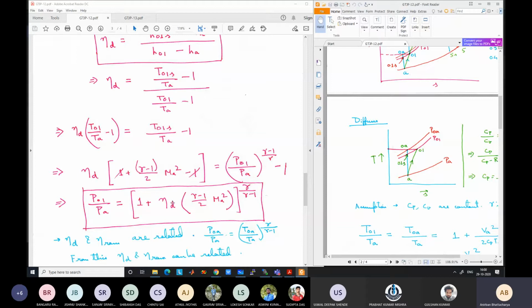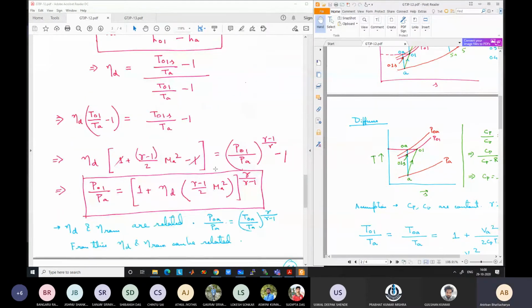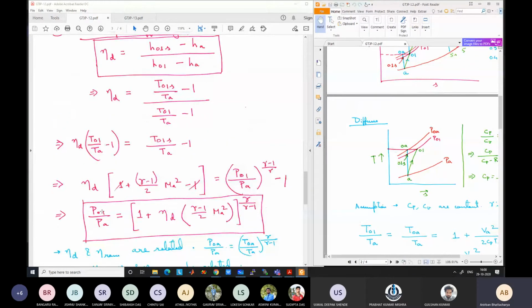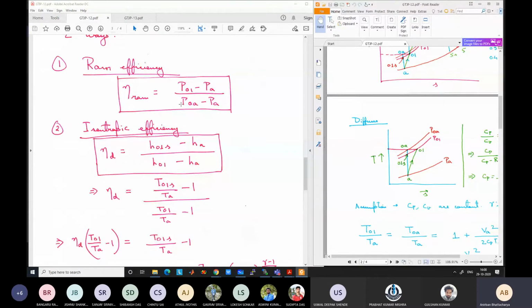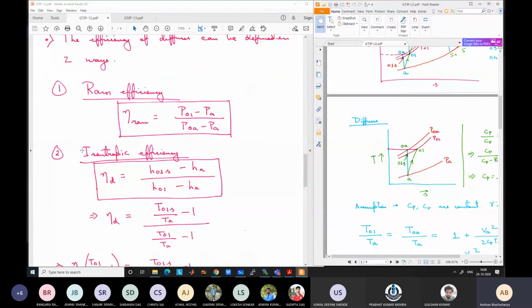pressure that we are obtaining based on the diffuser efficiency, and this can be obviously related easily to the ram efficiency, because we know that P0A by Pa is equal to (T0A by Ta) to the power gamma by gamma − 1. So if we can find P0A from this relation and P01 from this, we can calculate the ram efficiency. Both diffuser efficiency and ram efficiency are representing the same thing but in different ways.